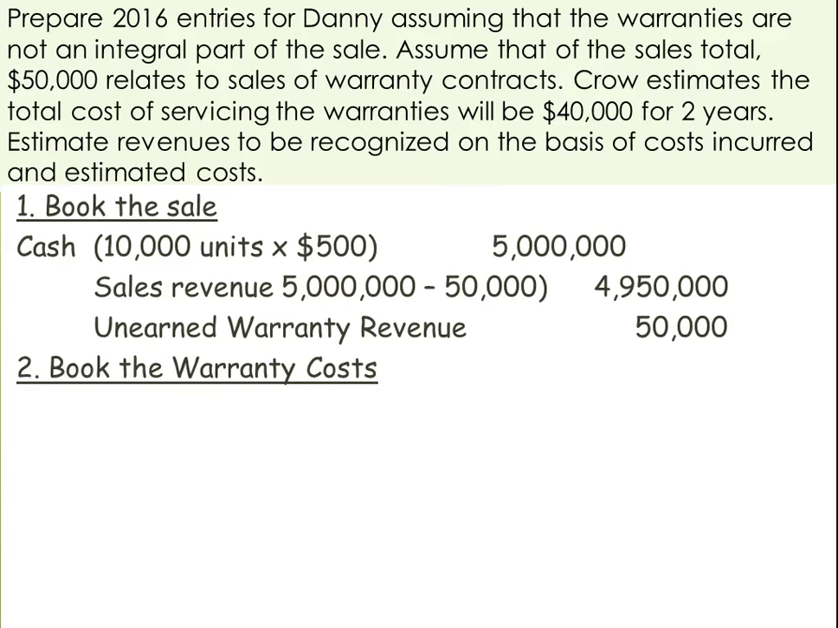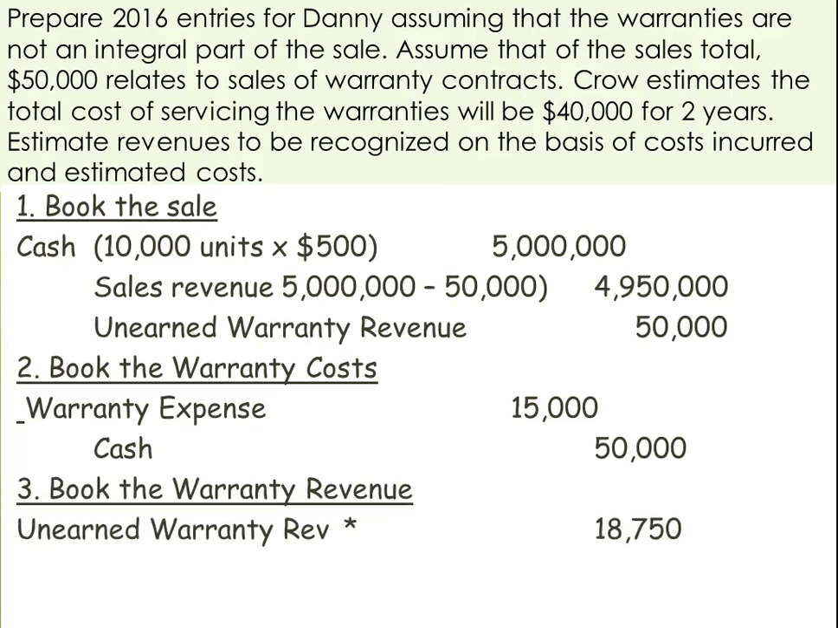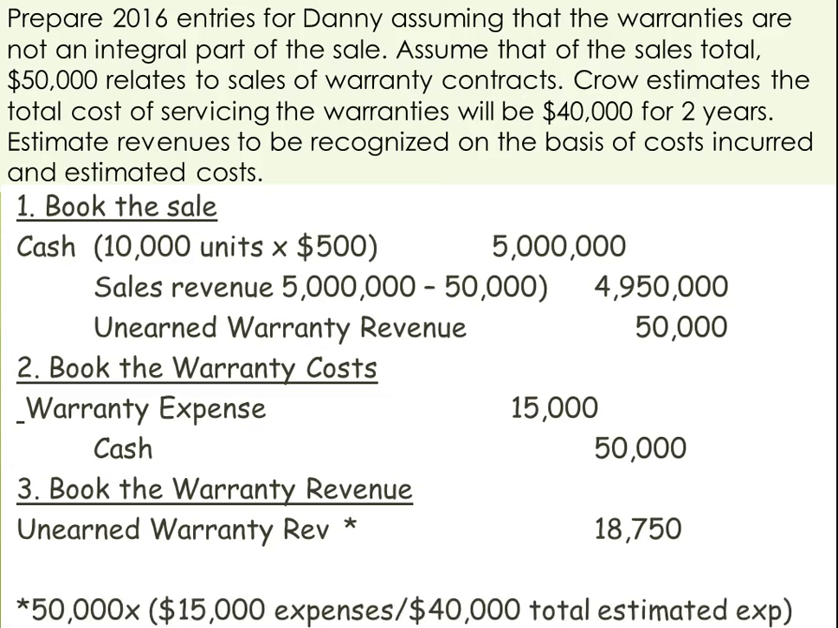The next thing we would do is book the actual warranty costs. We would debit warranty expense and credit cash, but then we would book the revenue associated with those costs. We take it out of the unearned warranty revenue account, and the way we'd come up with it is we would take the $15,000 divided by $40,000 to give us a percentage of how much we've spent of our estimate, times the whole $50,000, which is the revenue we set aside for that, to take out of unearned revenue and book as warranty revenue.